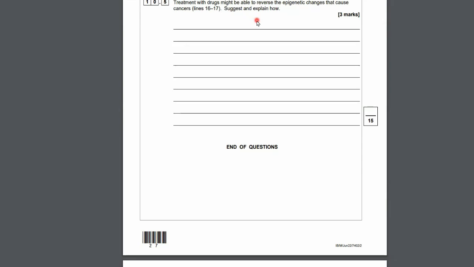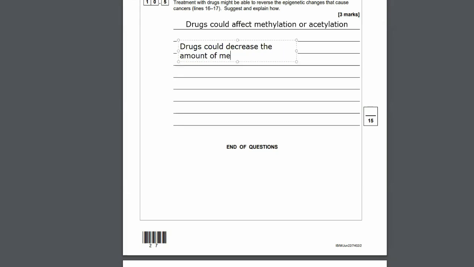Right, let's look at the final part of the test paper. 10.5. Treatment with drugs might be able to reverse the epigenetic changes that cause cancers. Suggest and explain how. Epigenetic changes are generally caused by acetylation or methylation. I've got two little videos on that. You can see them in my description. So if you want to check those two tiny little videos out with little animations, you can find them in the description.